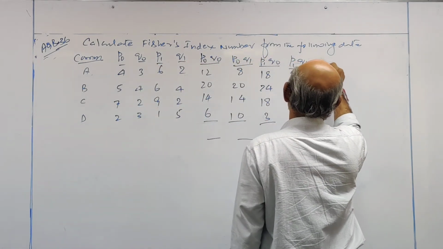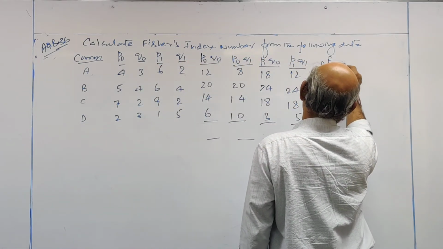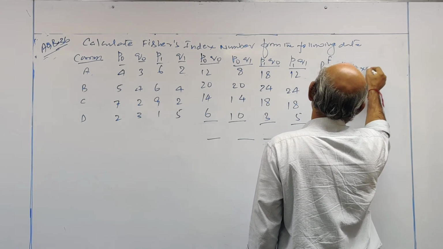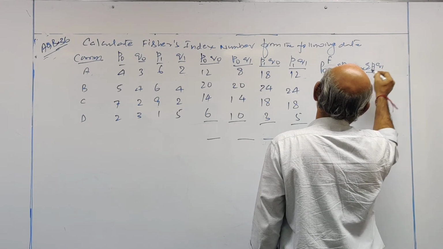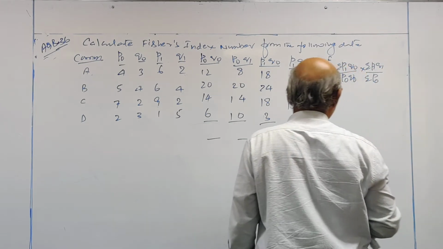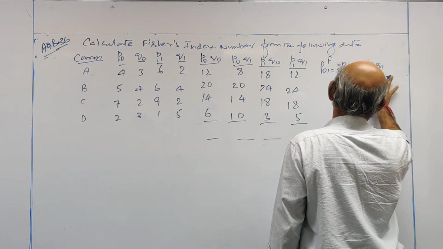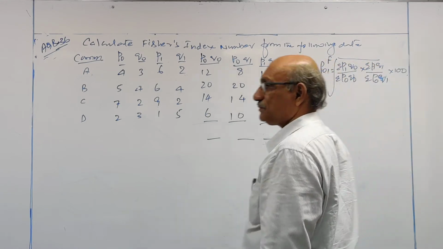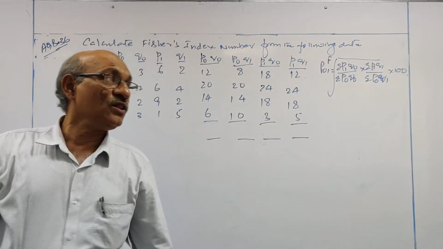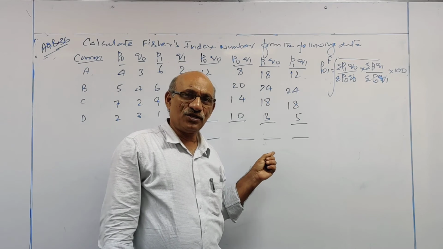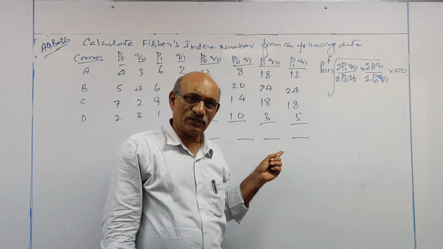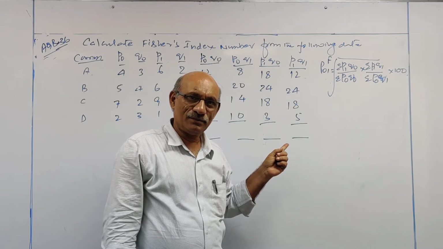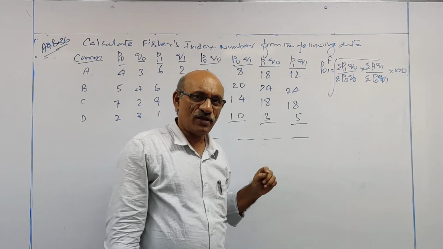Now, price index number by Fisher: summation of P1 Q0 by summation of P0 Q0, into summation of P1 Q1 by summation of P0 Q1. This is in root. Outside the root it is 100. Even though for the last 34 years I am teaching, 86 November was my first batch, every time I am writing the formula. So you also do the same practice.